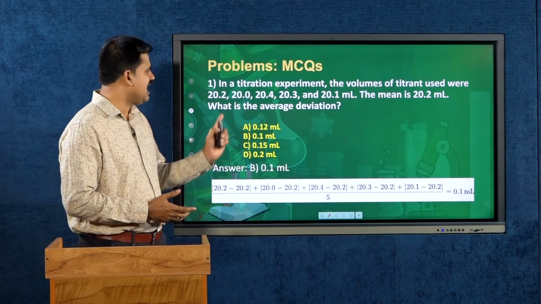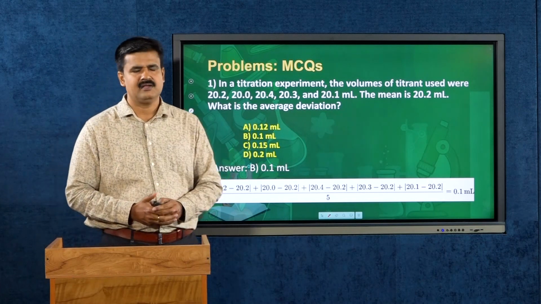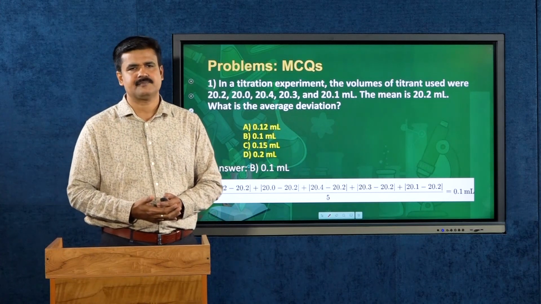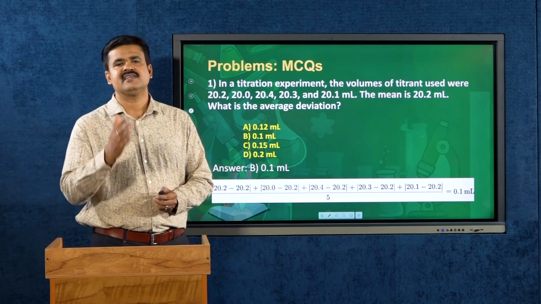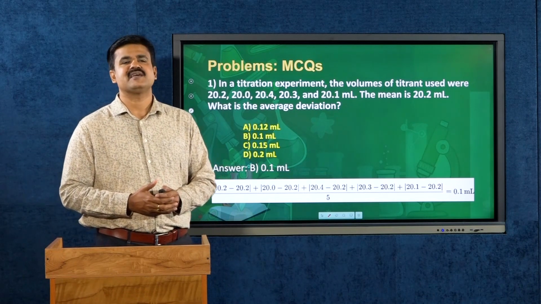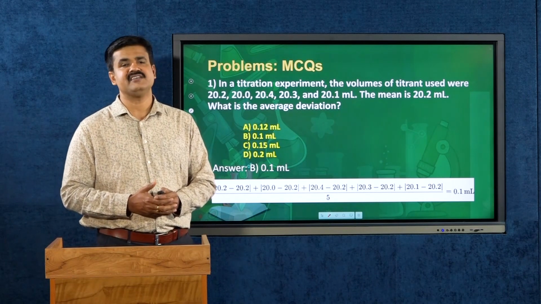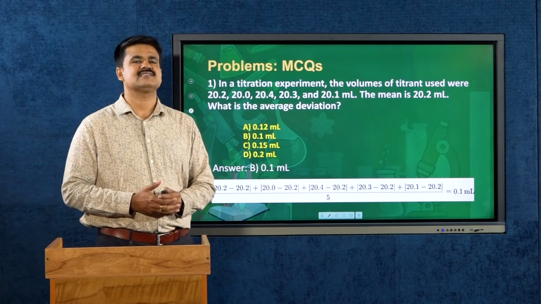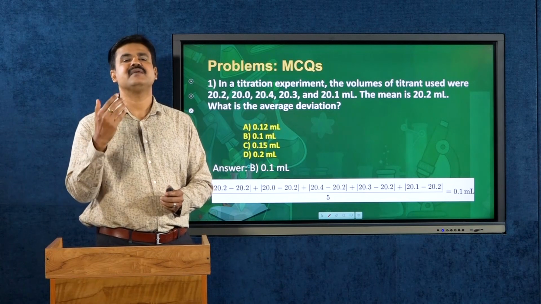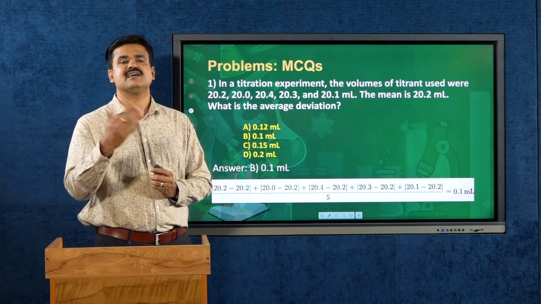So, the answer to your problem will be option B, that is 0.1 ml. And the question arises, how can you arrive at the average deviation? Average deviation can be calculated using the expression sigma modulus of xi minus x bar, divided by n. You have to take the absolute deviation in each case. For this, you take the difference between each measurement and the mean of the measurements and take its modulus, which is nothing but the absolute deviation.